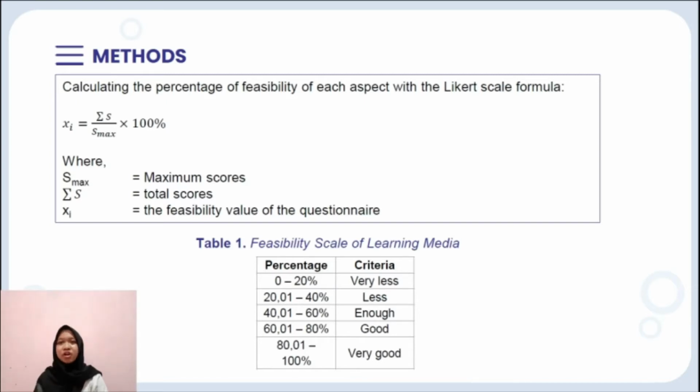Calculating the percentage of visibility of each aspect with the Likert scale formula, whereas the visibility value of the questionnaire is total score divided by maximum score times 100%. To change the average score obtained into the qualitative value in accordance with the assessment criteria in Table 1, you can see the visibility scale of learning media in Table 1. Okay, with the Likert scale table, the researcher can see the percentage of the result of the assessment of whether or not the product is visible as a learning media.